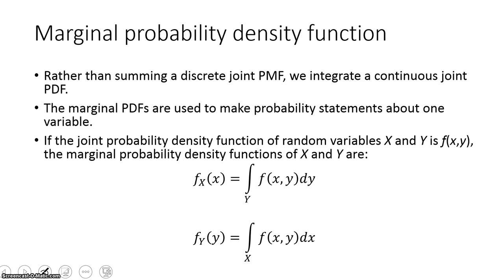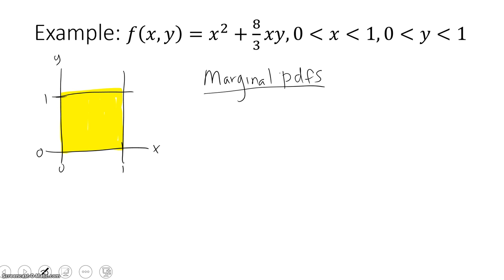Similarly, our marginal PDF f sub y, which is our marginal distribution of y, can be found by integrating the joint PDF, little f of xy, with respect to x over all of the possible values that x can take on. So let's take a look at our example. We're going to calculate our marginal PDFs.